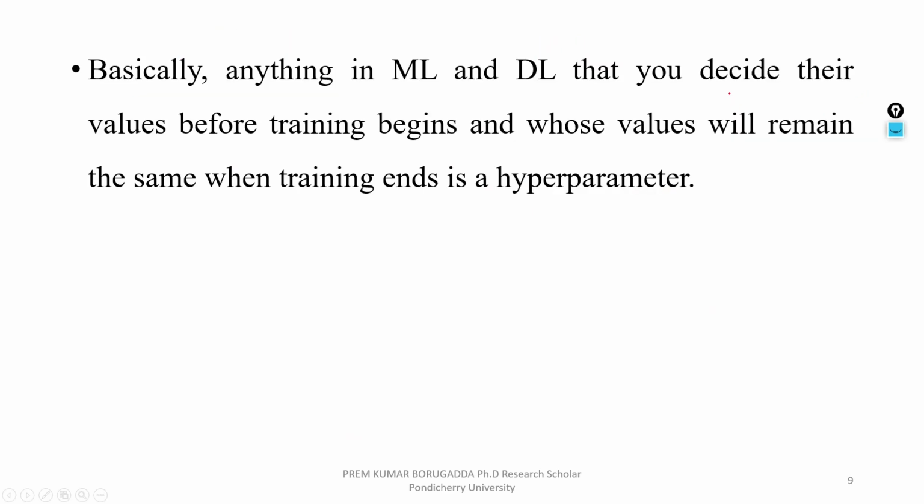Next. Basically, anything in machine learning and deep learning that you have to decide the value of before training begins, and whose value will remain the same when the training ends, is a hyperparameter.